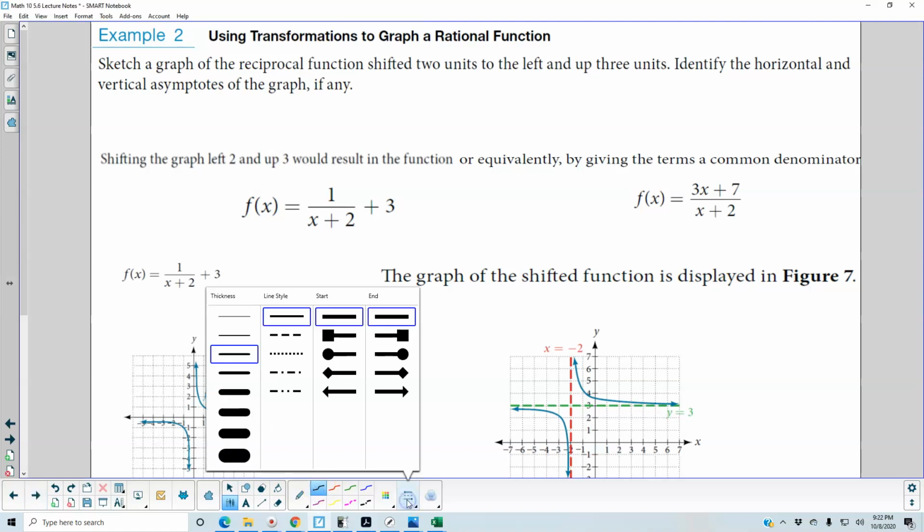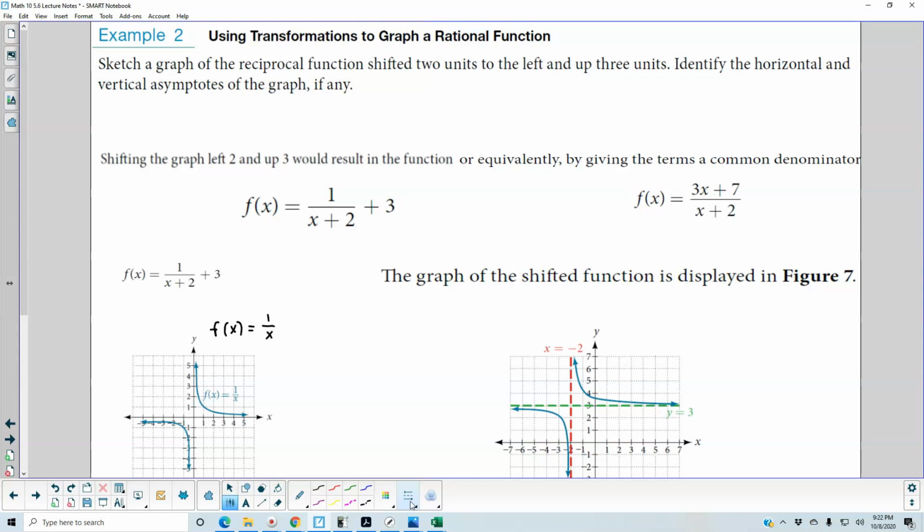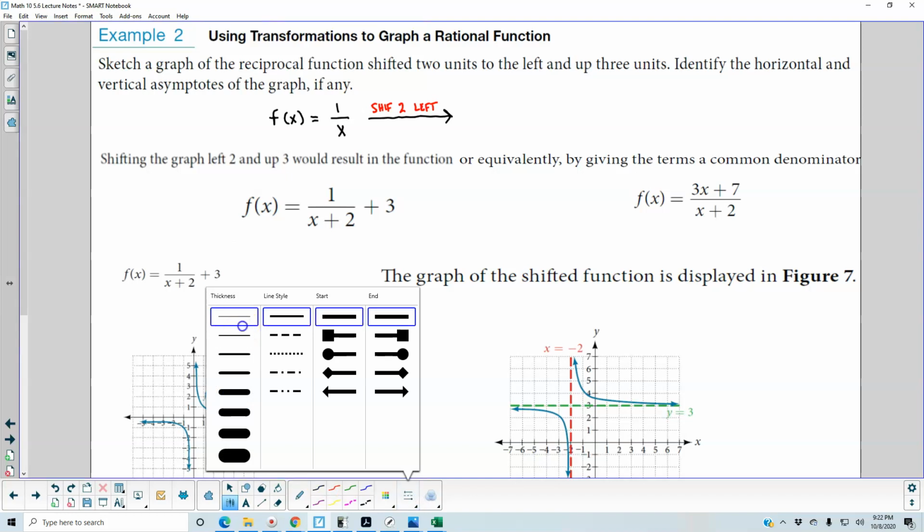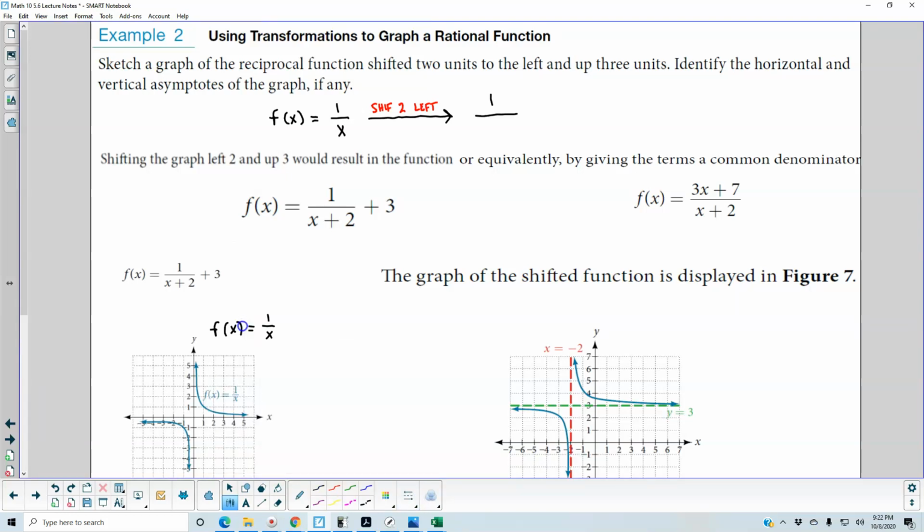Okay, so recall that our reciprocal function f of x is equal to 1 over x. So if we want to first shift 2 units to the left, we're going to shift 2 to the left. And we're going to do this step by step here. So this is going to become 1 over x minus, well, we're shifting it to the left, so that means we have negative 2.